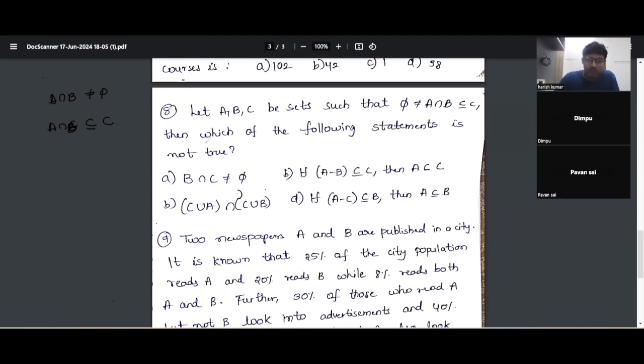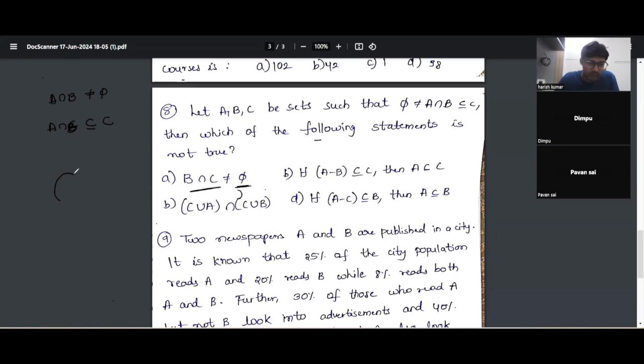Now, based on that, we have to see which of the following statements is true. He's saying that B intersection C is not equal to a null set. So, A intersection B subset of C అయినప్పుడు రైట్ బిలో సిలో కూడా కొన్ని కామన్ ఉంటాయి కదా. Yes, sir. There will be something common in B and C.